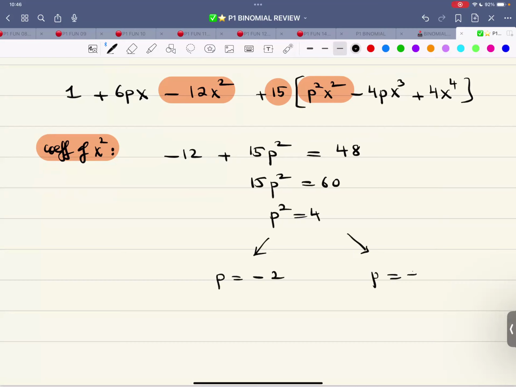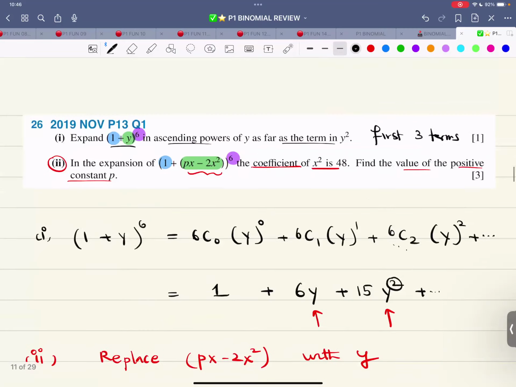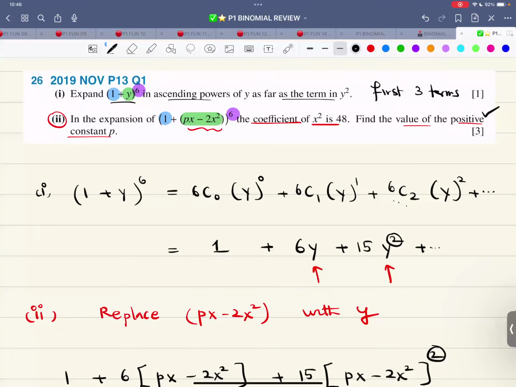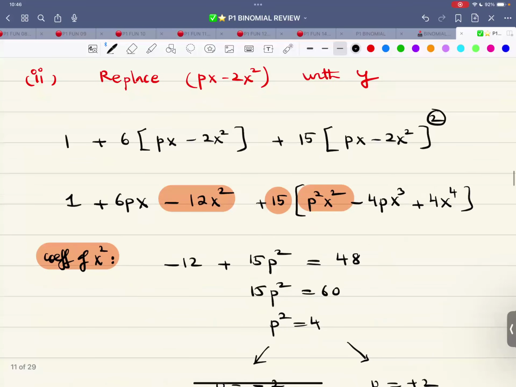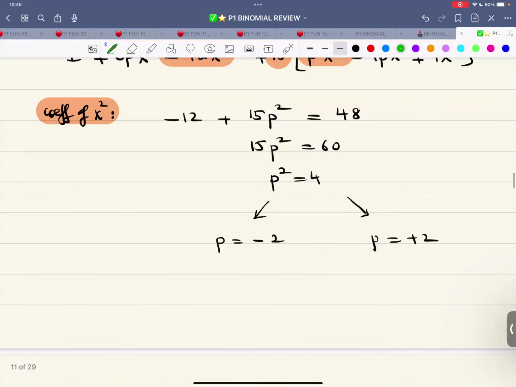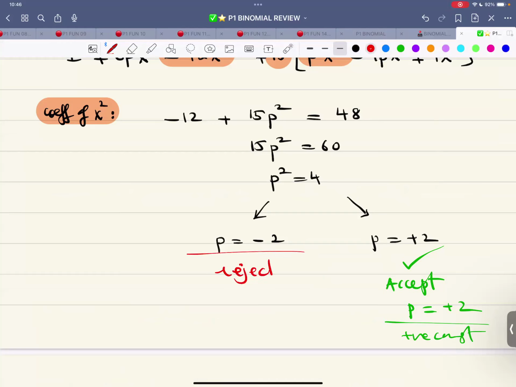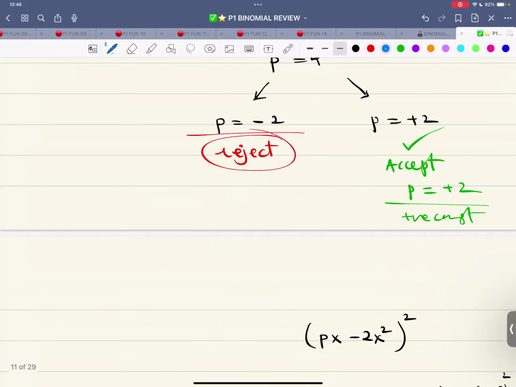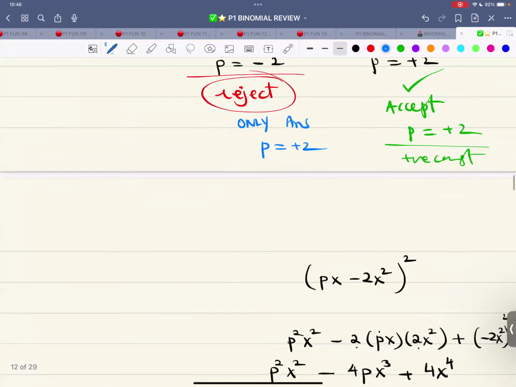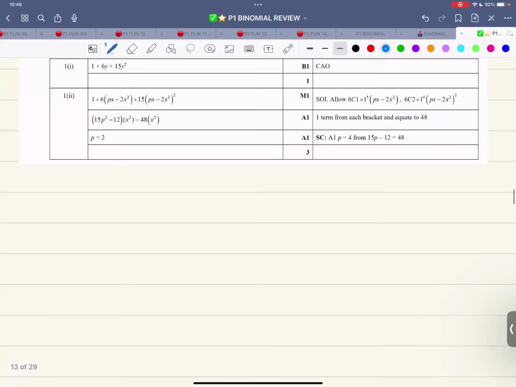P is positive 2. Does it say values? Which one? Find the value of the positive constant p. So therefore, you will accept p is equal to positive 2 because it says p is a positive constant. And then you will reject. You will write and then you will reject p is equal to negative 2. So therefore, the only answer over here is p is positive 2. Let's double check. P is positive 2.